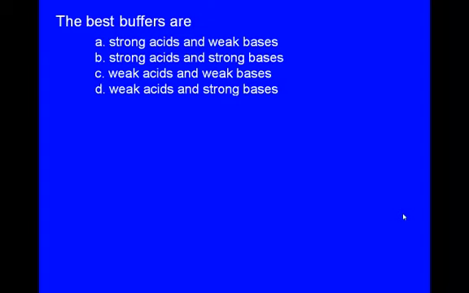Alright, so let's give a little recap here, give you a couple of quick questions, see how you got this last bit of material. The best buffers are going to be A, strong acids and weak bases, or B, strong acids and strong bases, C, weak acids and weak bases, or D, weak acids and strong bases. So go back and look at where we talked about pH and acids and bases, and it specifically says what a buffer is and which one works best in the body. The answer would be C. Weak acids and bases are the best buffers in the body.